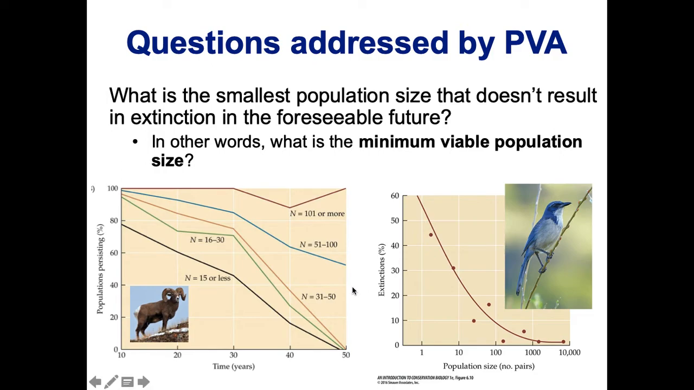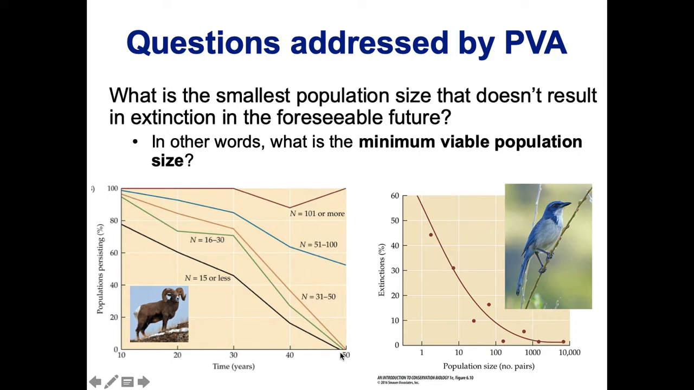Now, this graph is one I want to talk about a bit. And so we have the percentage of populations persisting. So that's essentially the probability of persisting. And so we get the time period here.